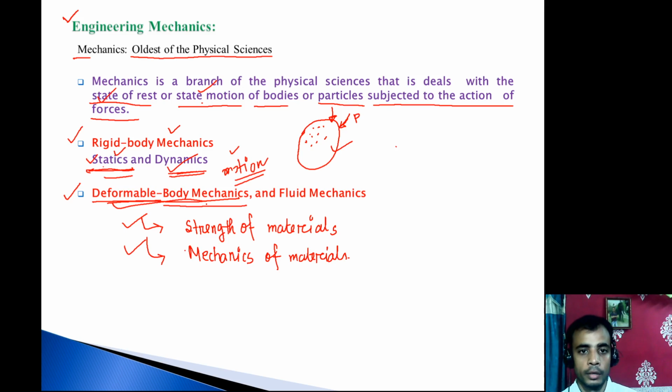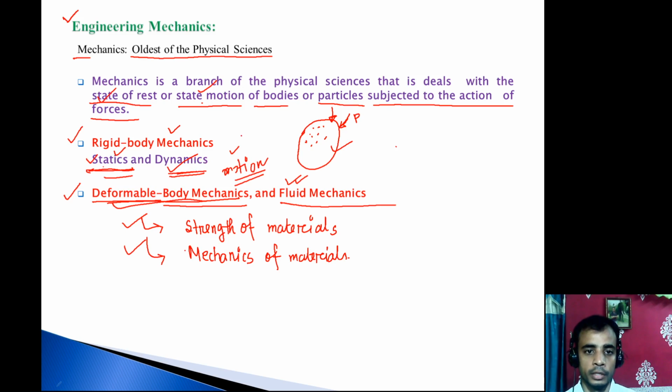So these are the subjects where we deal with deformable body mechanics. And you have another subject, fluid mechanics. In fluid mechanics we learn about fluids, where the fluid is considered as the body. So this is the introduction to the subject of engineering mechanics.